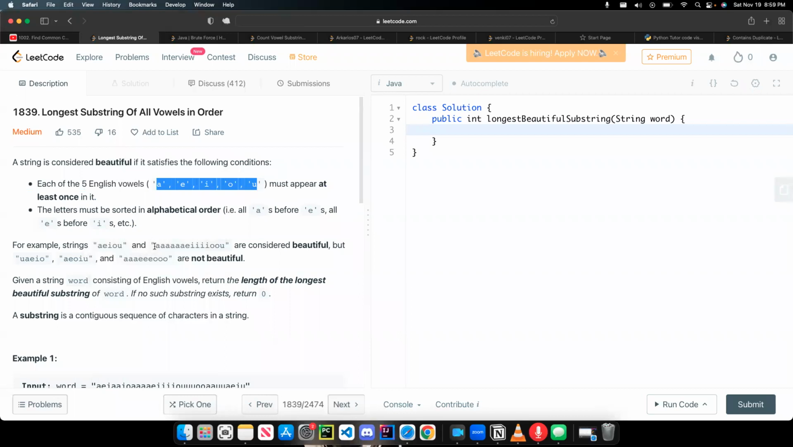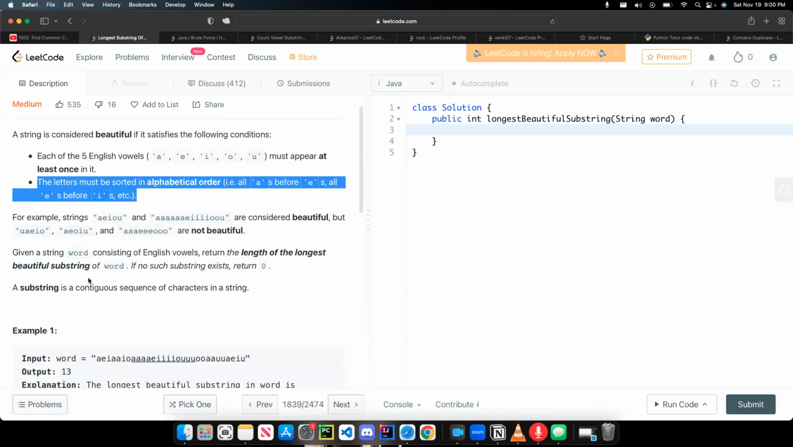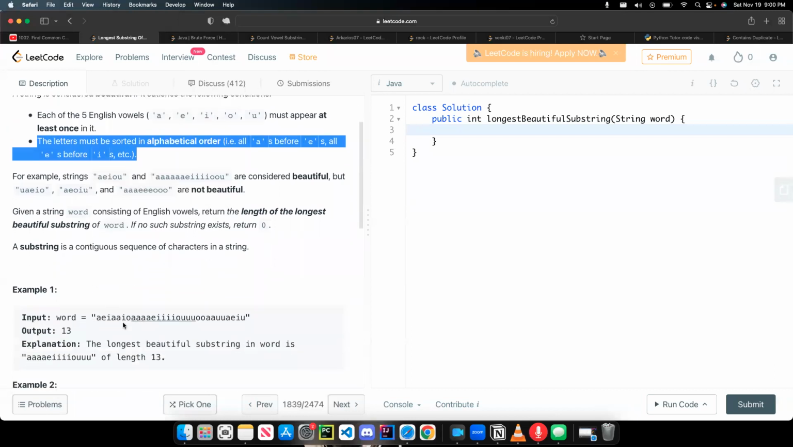I mean, we could have a beautiful string where there are multiple vowels, as long as the substring has all vowels present, regardless of how many times they're duplicated. And in addition to that, as long as they're in alphabetical order, then that is a candidate for a beautiful substring.